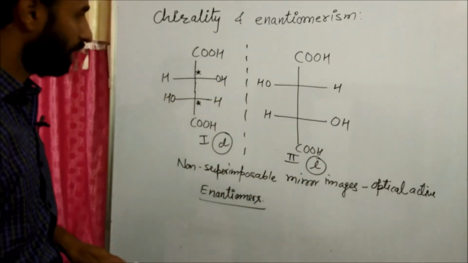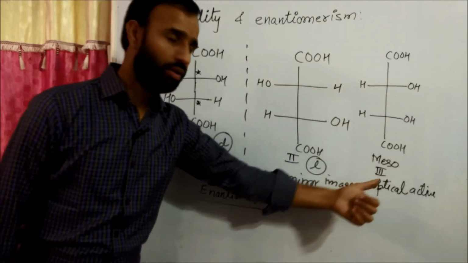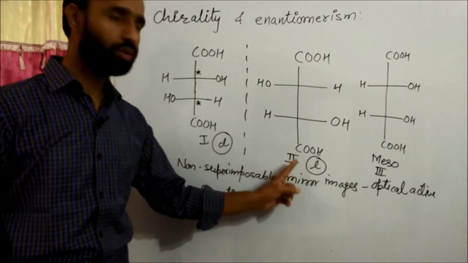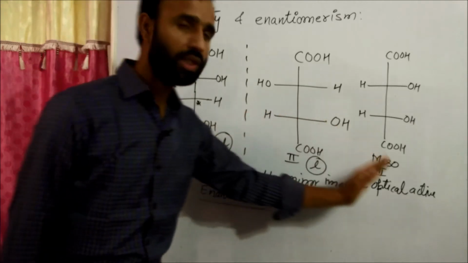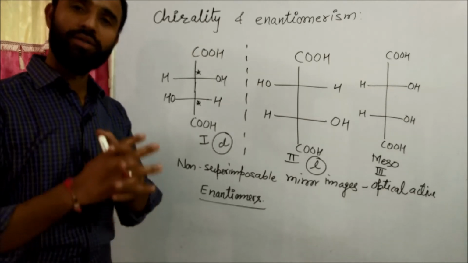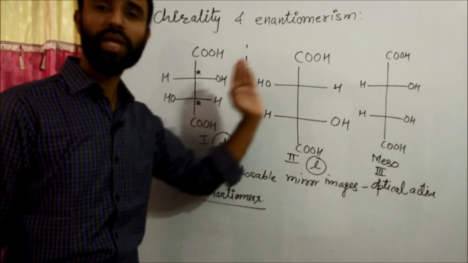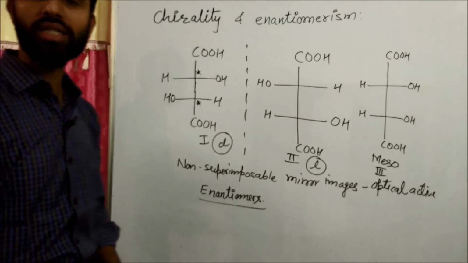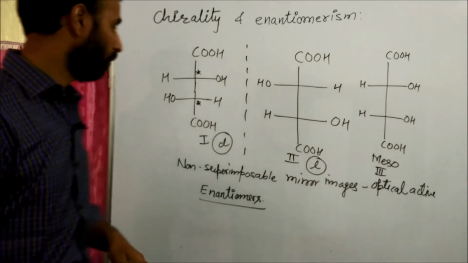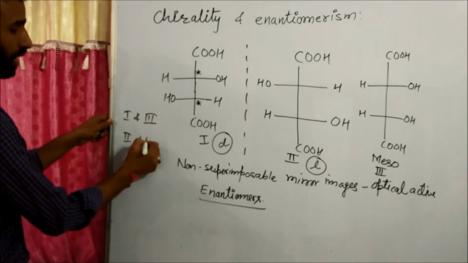Now the third one, this is the meso compound. So what is the relation between 1 and 3 or 2 and 3? You know, 1 and 2 are non-superimposable mirror images, but between 1 and 3 there is no mirror image relation. That's why, they are isomers of the same compound, but there is no mirror image relation. That's why they are known as diastereomers. What are they? Diastereomers. 1 and 3, as well as 2 and 3.